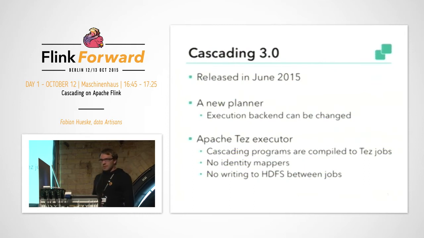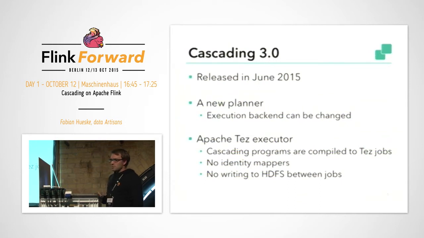Cascading 3 is the latest release of Cascading. It was released in June this year. It includes a new planner, which basically means that the execution backend can be changed. Up until that point, Cascading could only run on MapReduce, MapReduce version 1 and MapReduce version 2. And this release also included a Tez backend, which basically means that Cascading programs are not compiled into MapReduce jobs anymore, but instead into Tez programs.